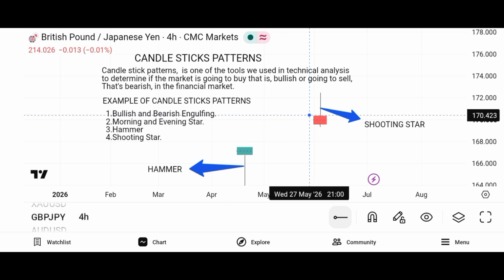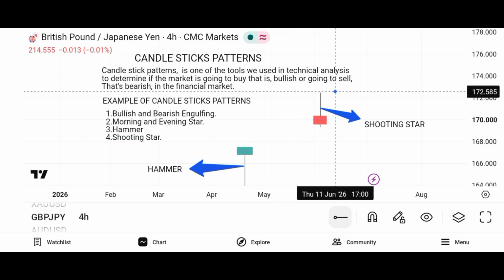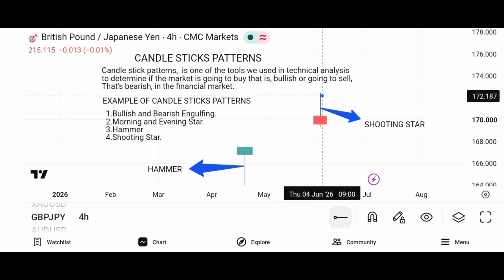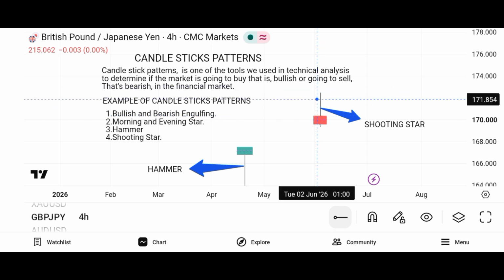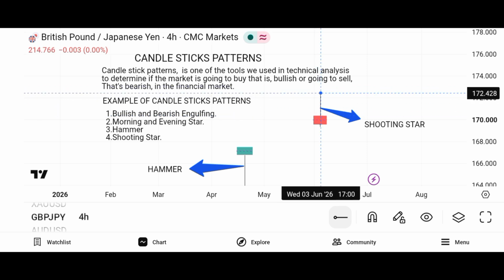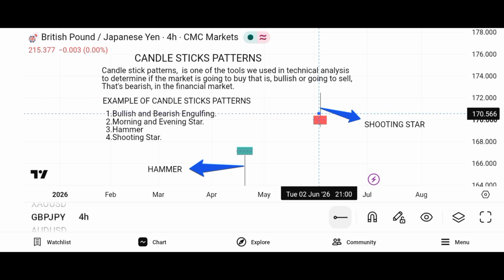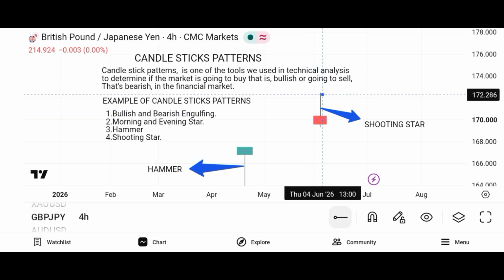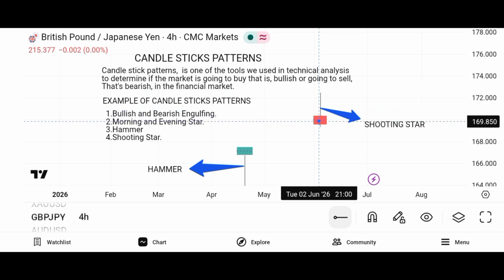So opposite to that is the shooting star. If you can see the shooting star, the same thing. You see, this long wick was a strong rejection from the sellers. When the buyer pushed it to this point, the seller decided to suppress the buyers. You get me? It's telling us that sellers are coming into the market. They're about to take control.